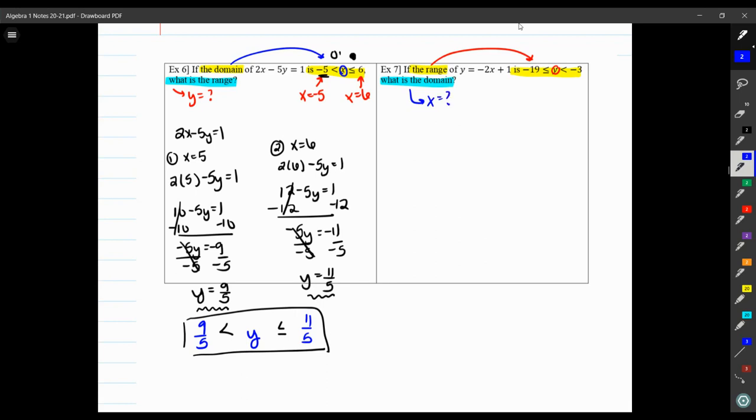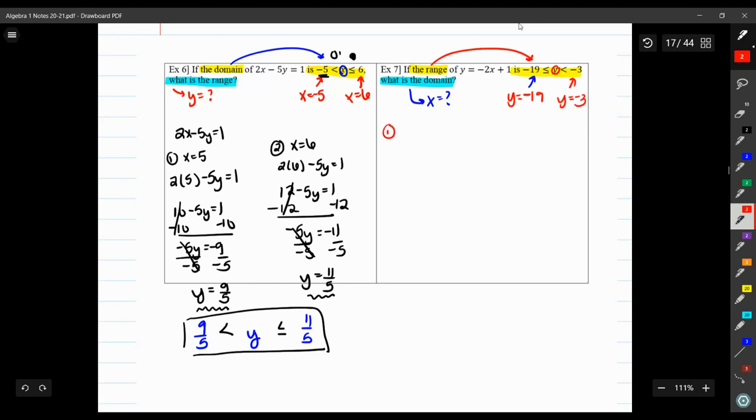Just like number 6, all we need to do is substitute y equals negative 19, and we need to substitute y equals negative 3. Those are the only two we need to substitute. So first one, y equals negative 19. We're going to plug that one in first and solve this for x. So negative 19 equals negative 2x plus 1, and we're going to solve this guy for x. So we get negative 20 equals negative 2x. Divide by negative 2, x equals 10. Hold on to that domain value.